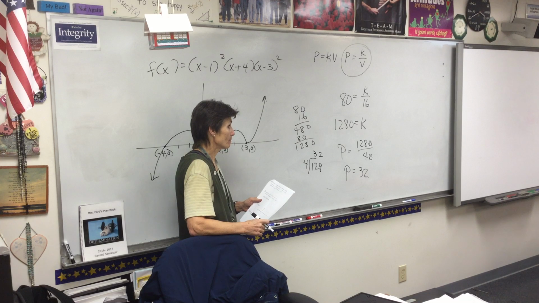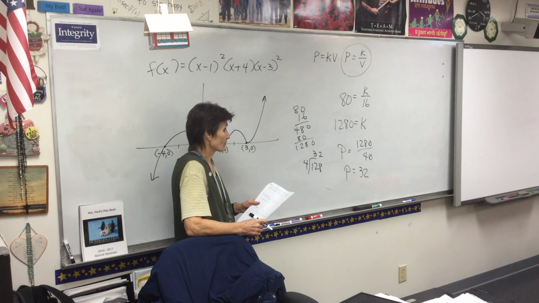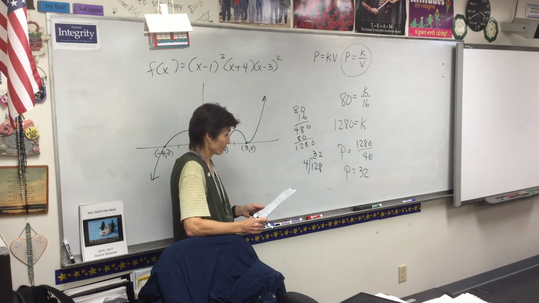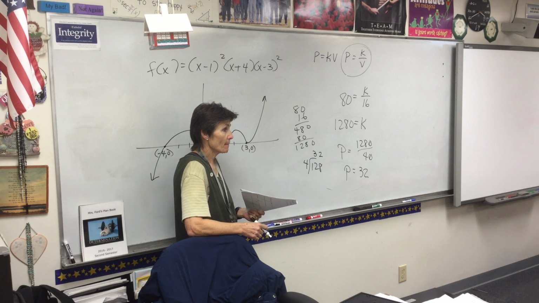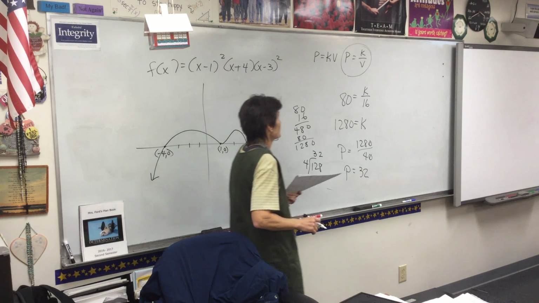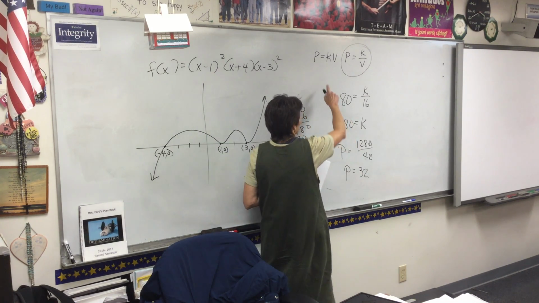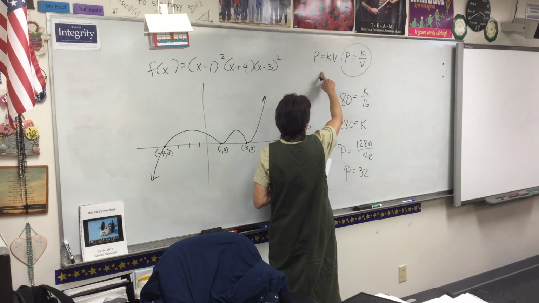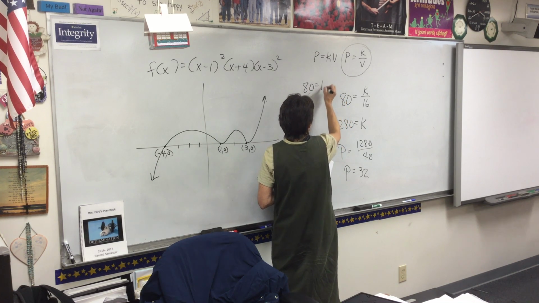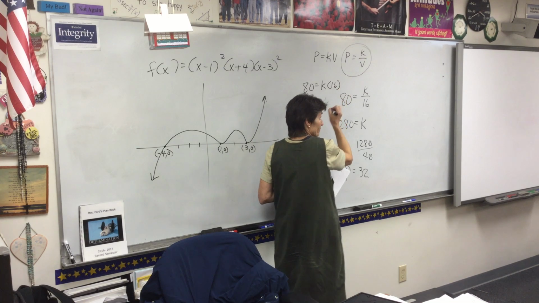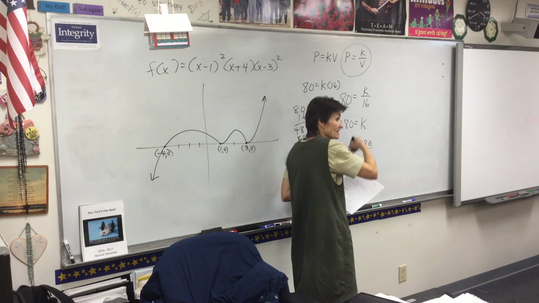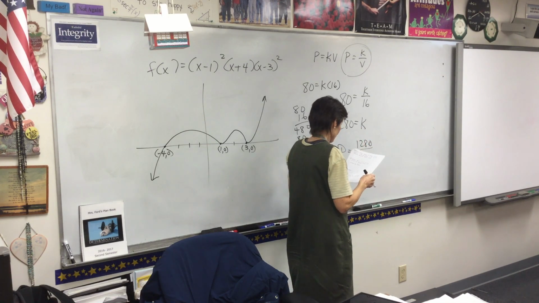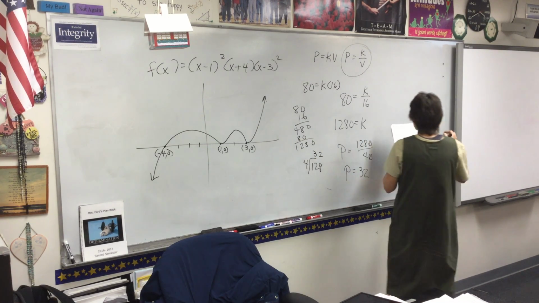Is that right, Sam? Is everybody all right with that? Okay, what if it had been varies directly? Then I would have said 80 equals K times 16. And divided and got a different K and done the same thing, right? Okay. All right, consider.